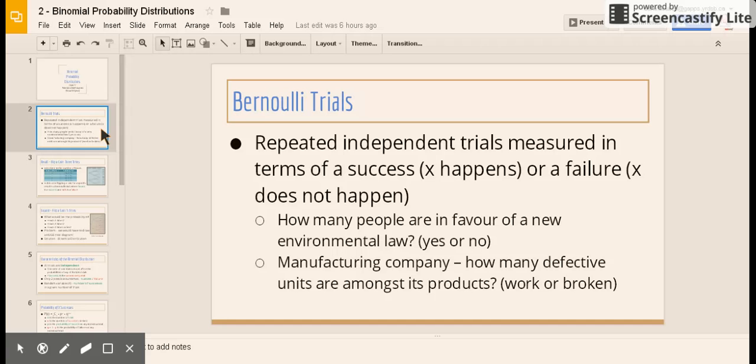They are also measured in terms of something happening or not happening. So if it happens, it's defined as being a success. And this doesn't always have to be a good thing. So for example, if we are looking at how many defective products we get, a defective product could be considered a success. Okay? So we're just looking at something happens or it doesn't happen.